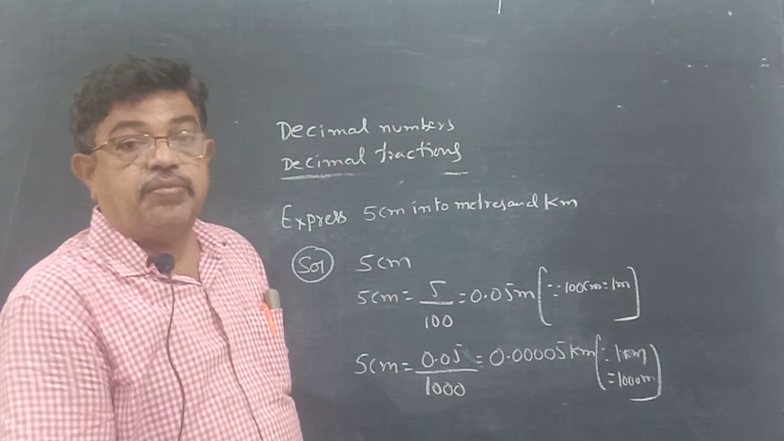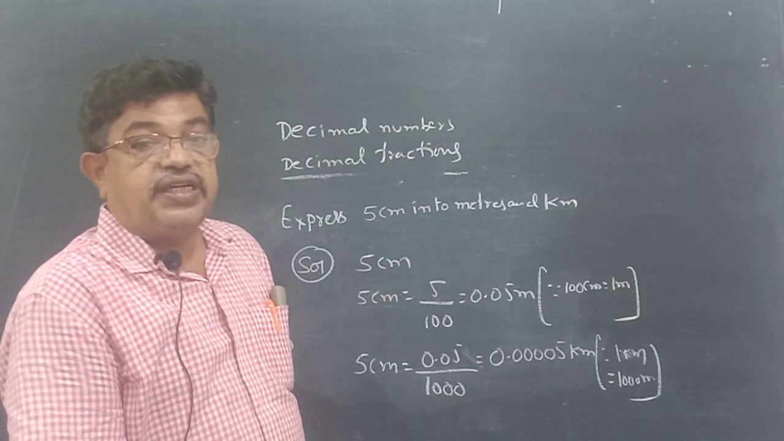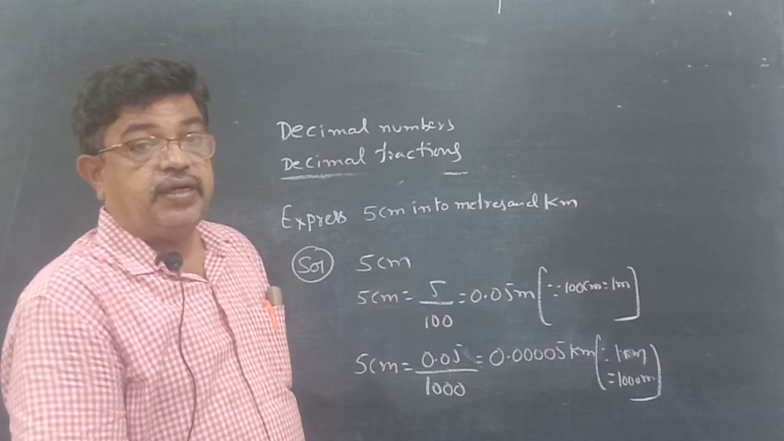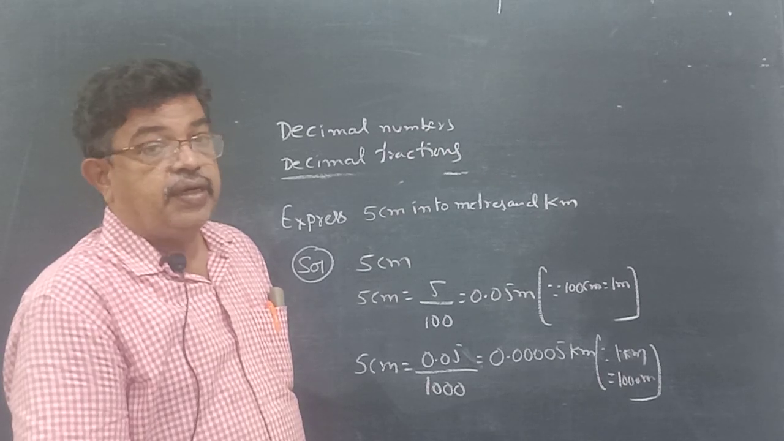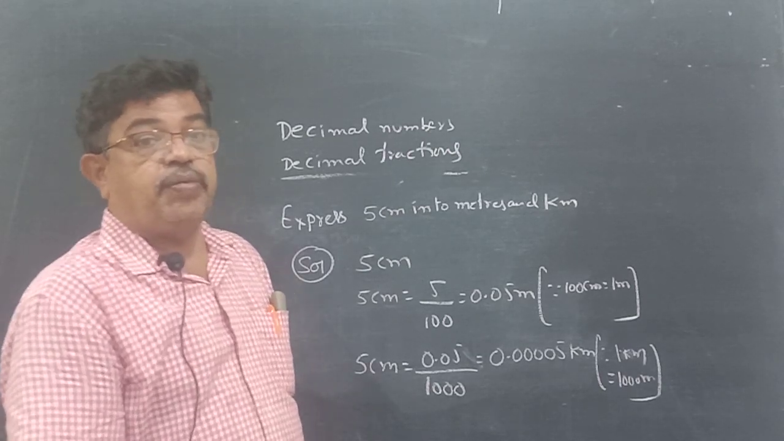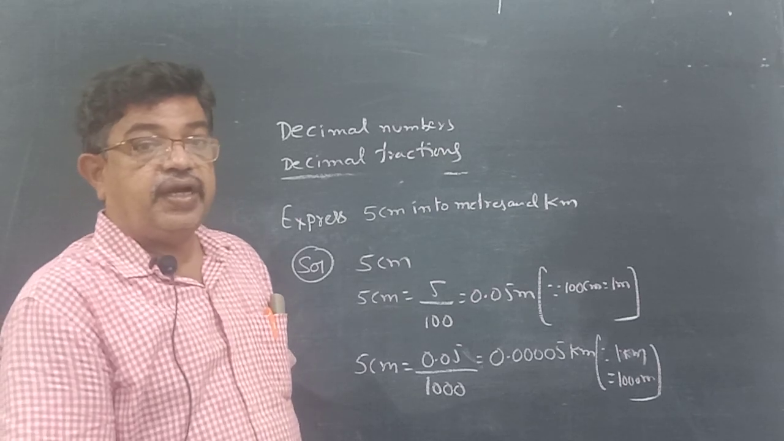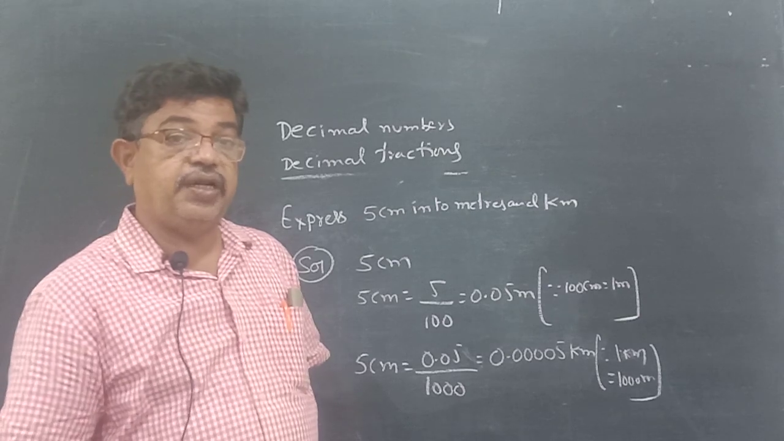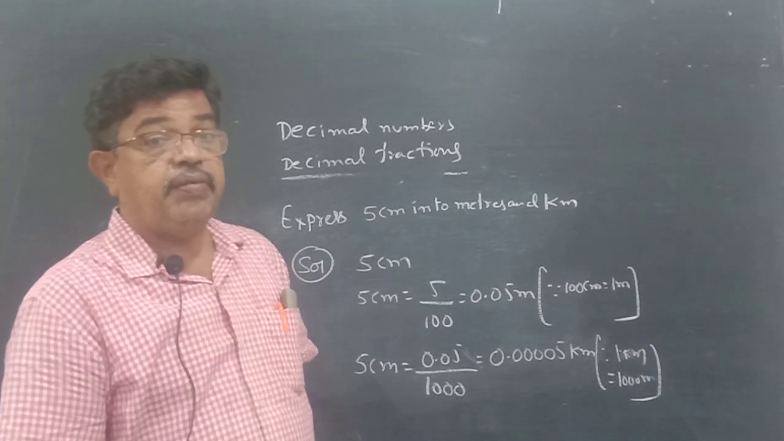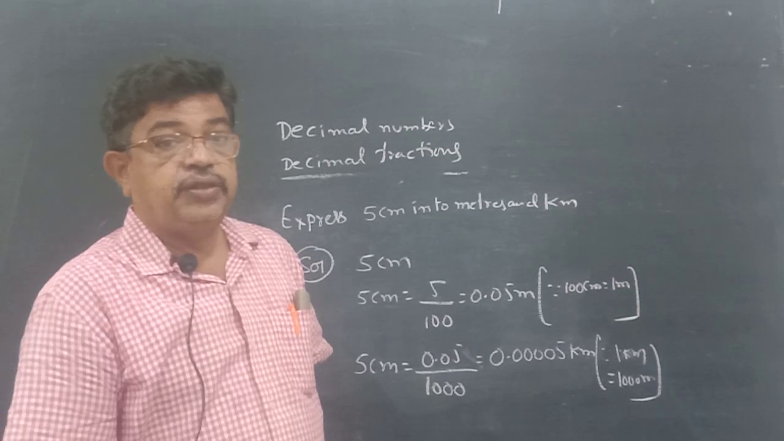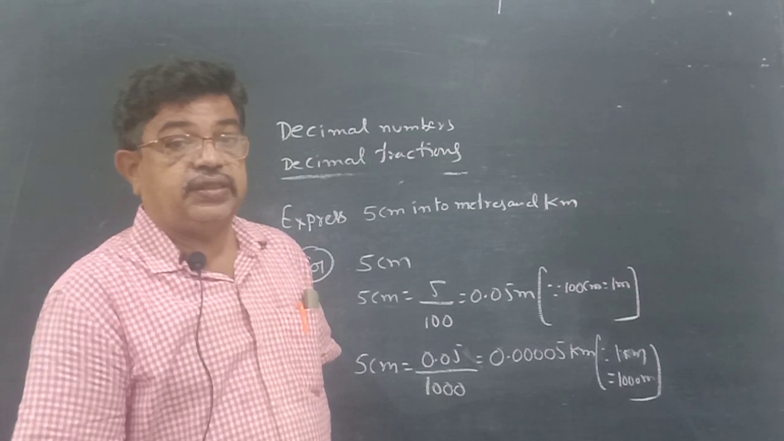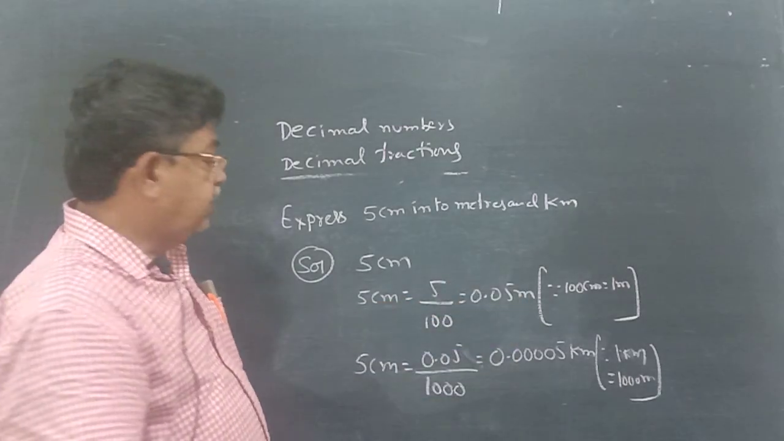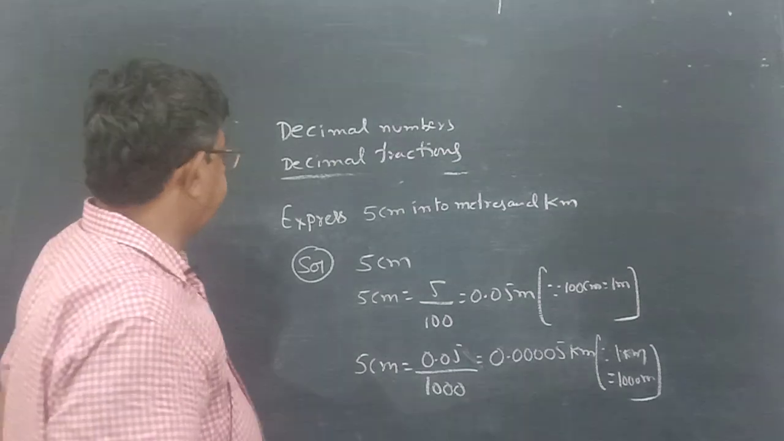You have to remember all these tables. 10 millimeters equal to 1 centimeter. 10 centimeters equal to 1 decimeter. 10 decimeters equal to 1 meter. 10 meters equal to 1 decameter. 10 decameters equal to 1 hectometer. 10 hectometers equal to 1 kilometer. Similarly, the same table in grams and the same table in liters. So we learned these tables in earlier classes. So remember them. So you have to recollect all those values. Then only conversion is possible.